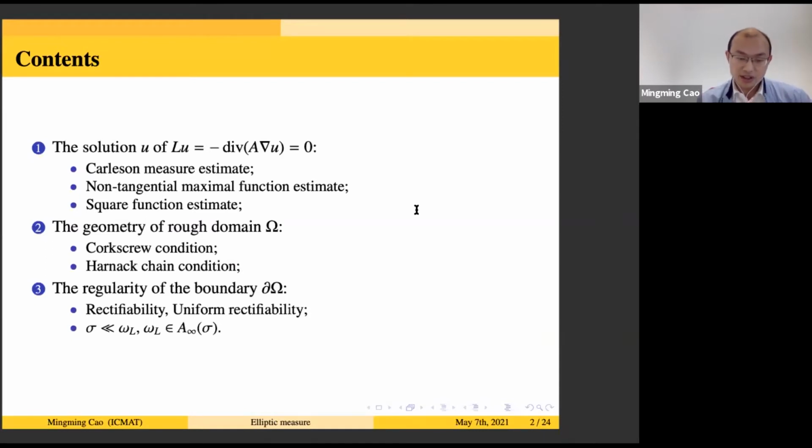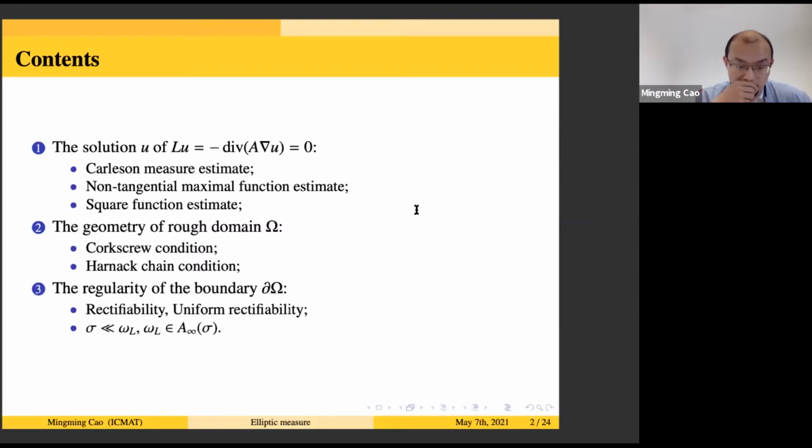In particular, in this talk, we will study the following three aspects. One, the behaviors of the solution u of Lu equals zero. Here, L is the second-order divergence form elliptic operator. It contains the Carleson measure estimate, non-tangential maximal function estimate, and the square function estimate.